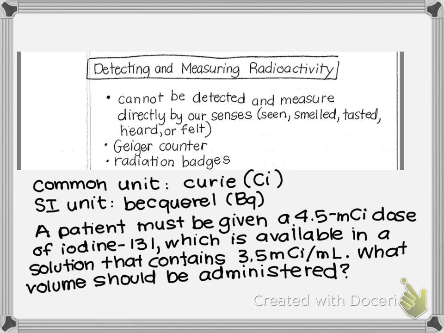A difficulty with observing and detecting radiation is that it can't be directly measured or directly detected by our senses. So we can't see it, smell it, taste it, hear it, or feel it. So there are instruments that help us detect radiation, such as a Geiger counter, which is a small portable device that contains a gas which is ionized when it comes in contact with radioactive substances.